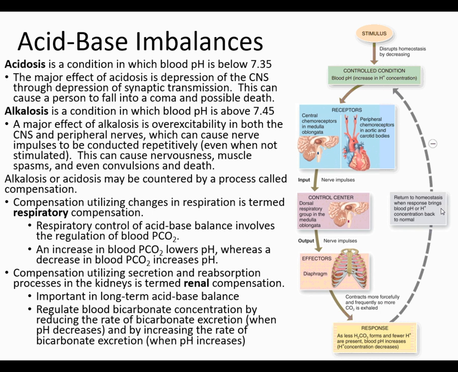Alkalosis is a condition in which blood pH is above 7.45. The major effect of alkalosis is overexcitability in both the central nervous system and peripheral nerves, which can cause nerve impulses to be conducted repetitively even when they're not stimulated. This can cause nervousness, muscle spasms, and even convulsions, as well as death.